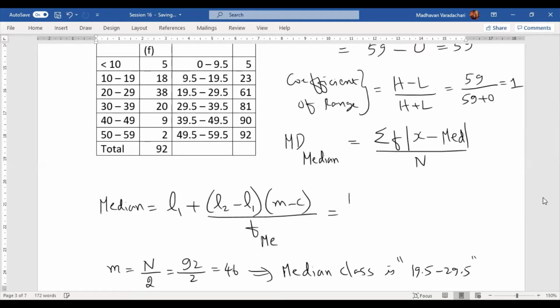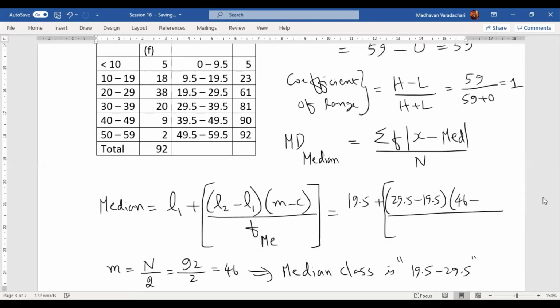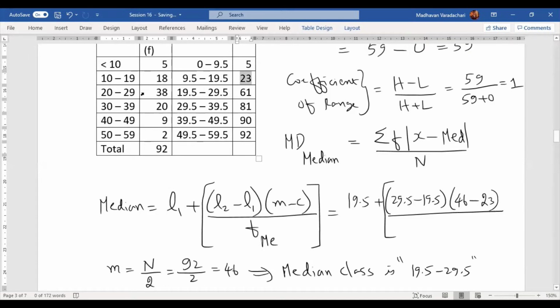Now this will be 19.5 plus, open a bracket, 29.5 minus 19.5 multiplied by 46 minus, what is C? C is the cumulative frequency of the class preceding the median class. We know the median class is this. Preceding that will be this. The cumulative frequency is 23. So let me write here, divided by the frequency of the median class. This is the frequency of the median class. Let me write 38.